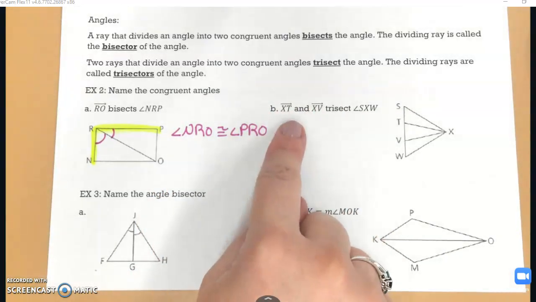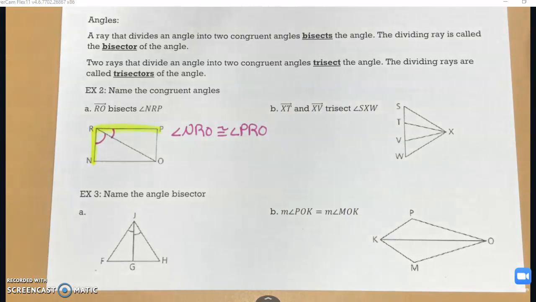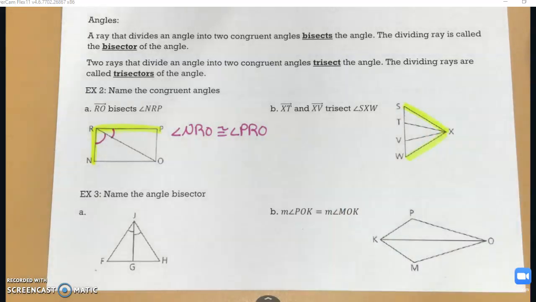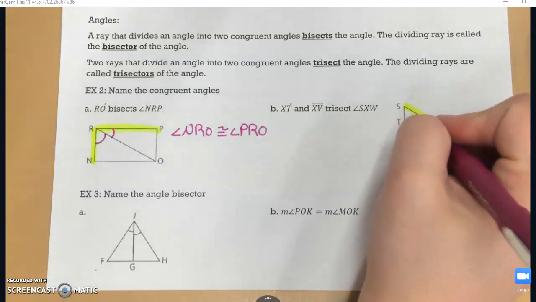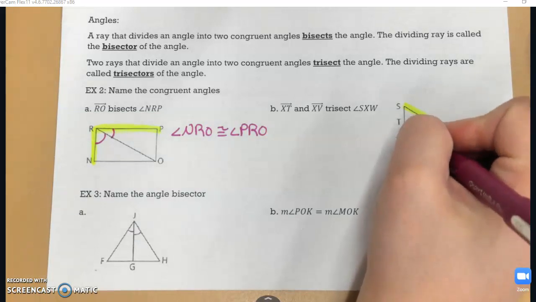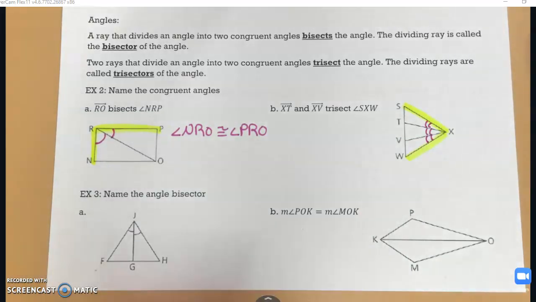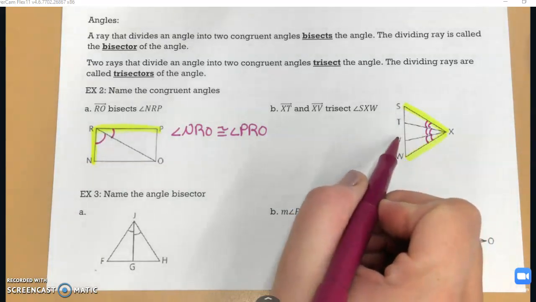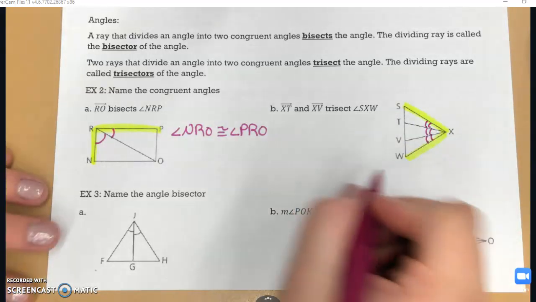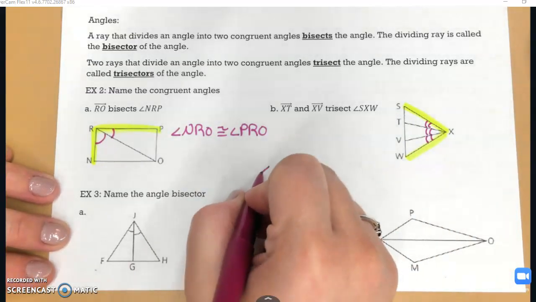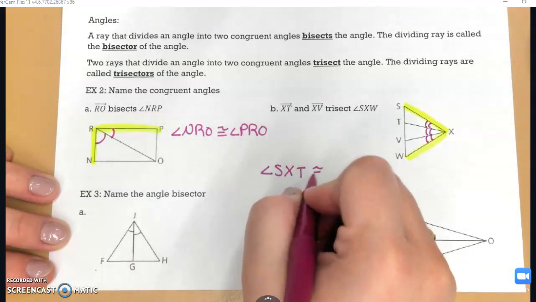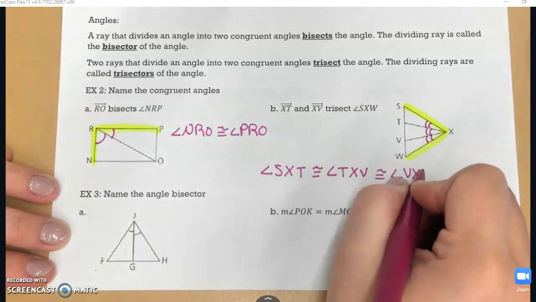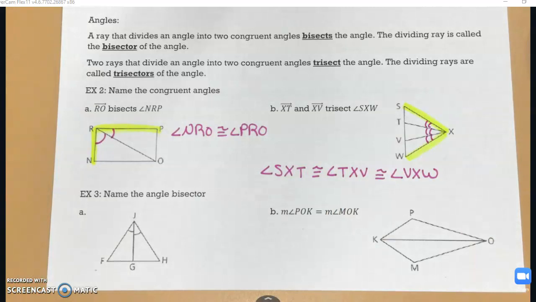Okay, on B, ray XT and ray XV are trisecting angle SXW. So that's the large angle that was split into 1, 2, 3 equal angles. So let's name them. I've got angle SXT, angle TXV, and angle VXW. So because I have all three that are congruent to each other, I can just put that in one statement. Because all three angles are congruent to each other.